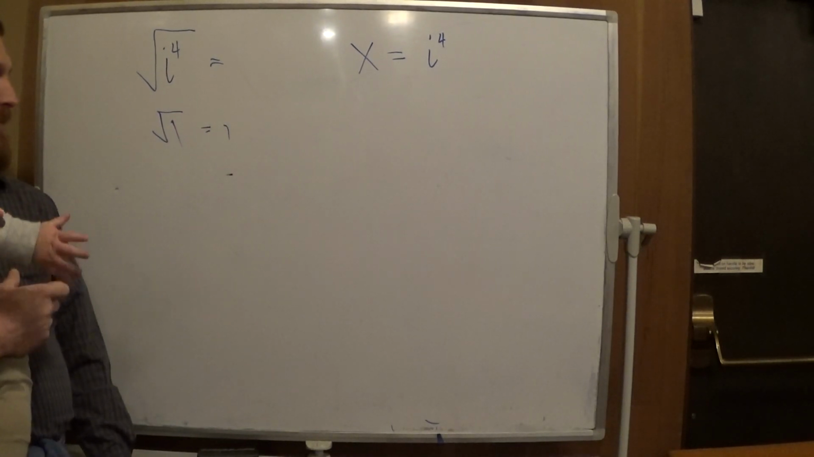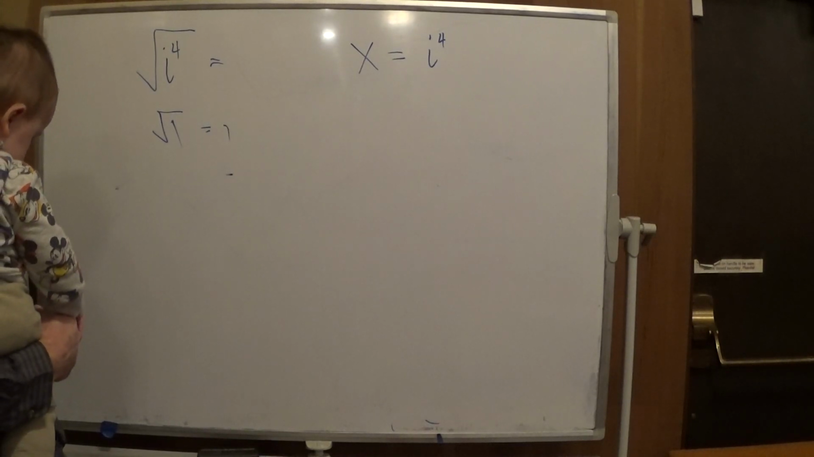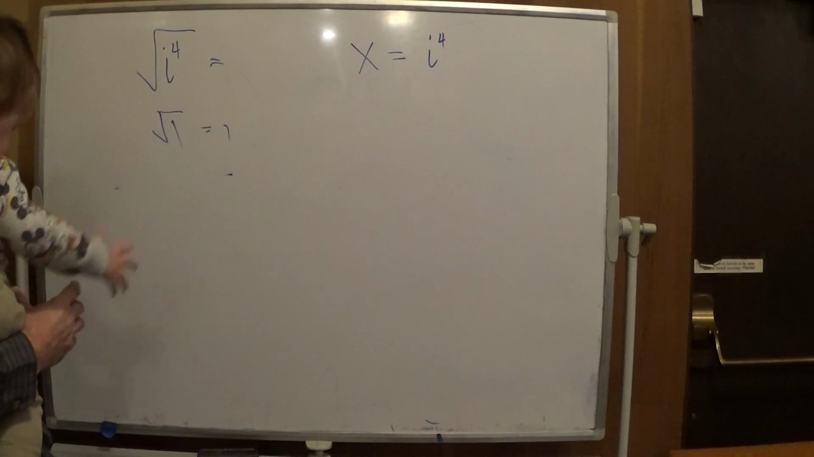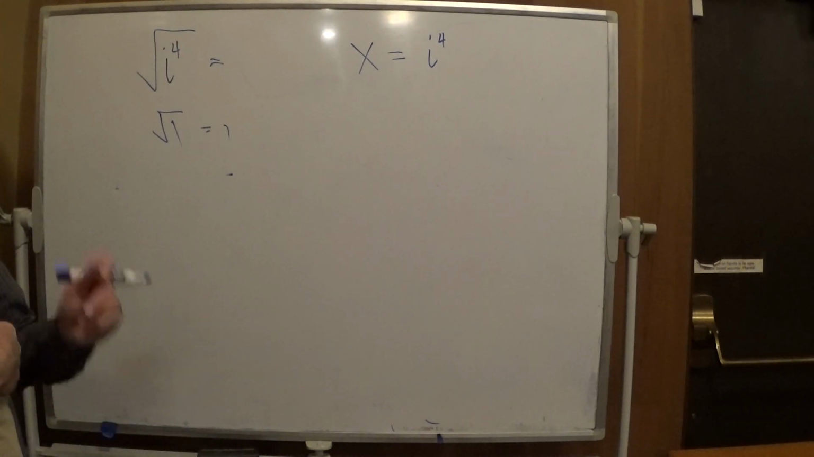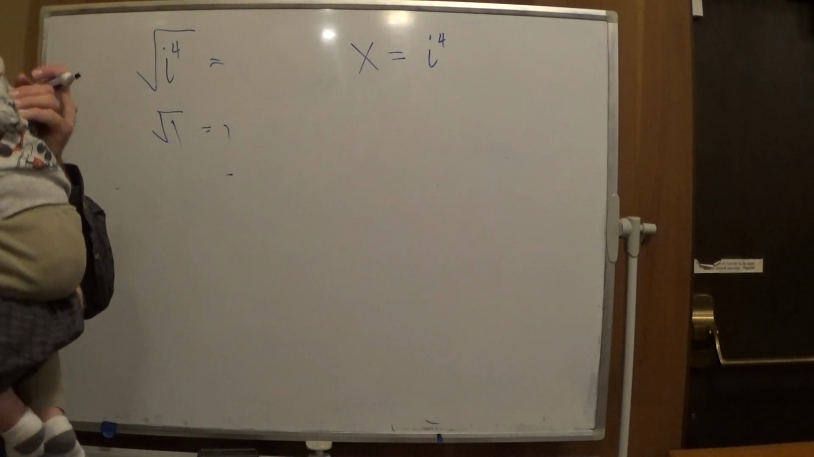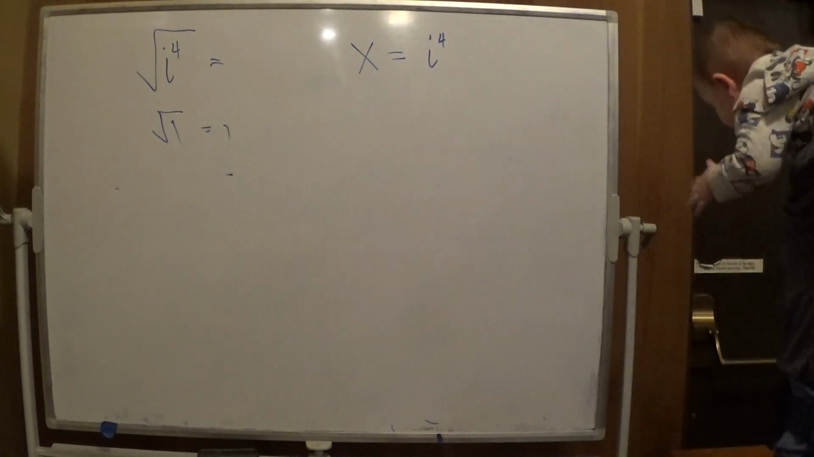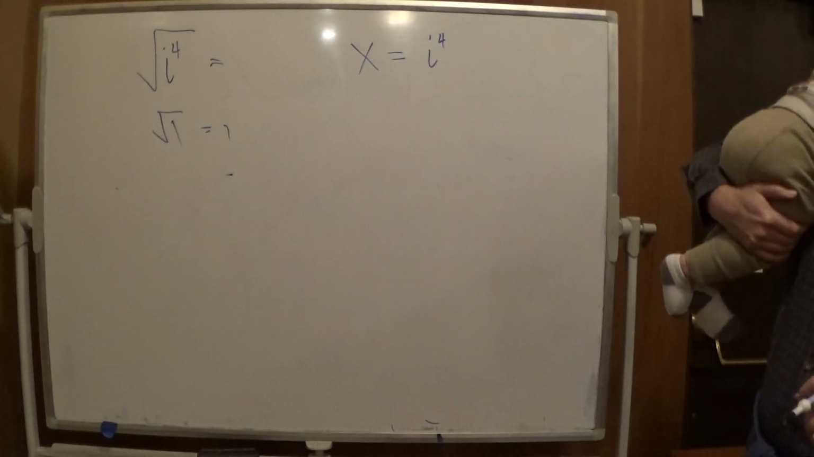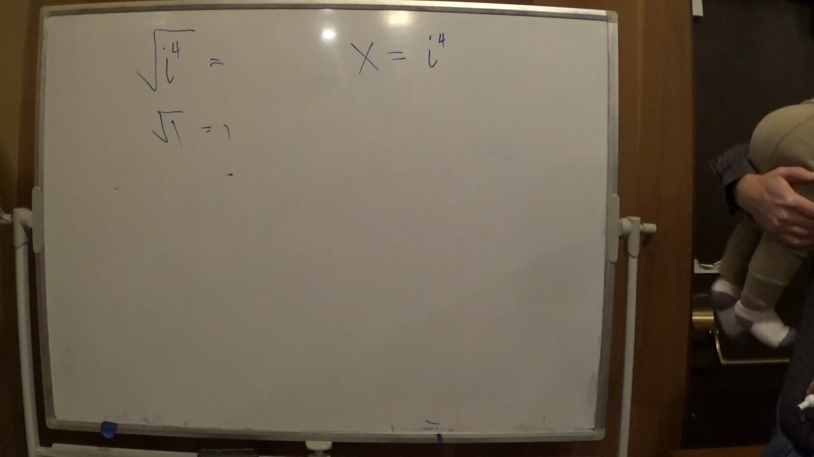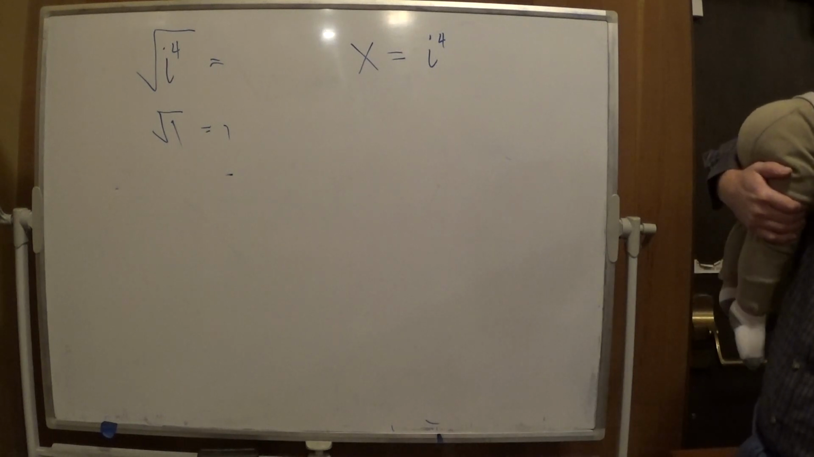But then also i to the 4th is i squared times i squared. And then you could write it as, wait, let me write this out. It's like the square root of i squared times i squared. Which then you could write as the square root of i squared times the square root of i squared. Which would just be i squared, right? Which is negative 1.